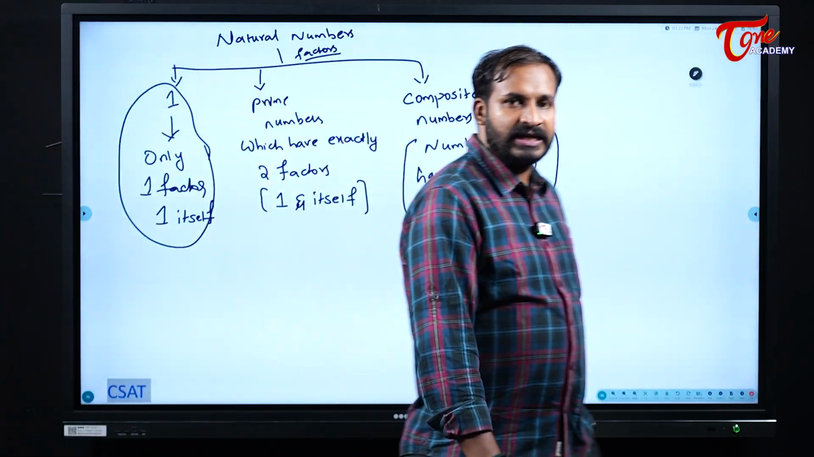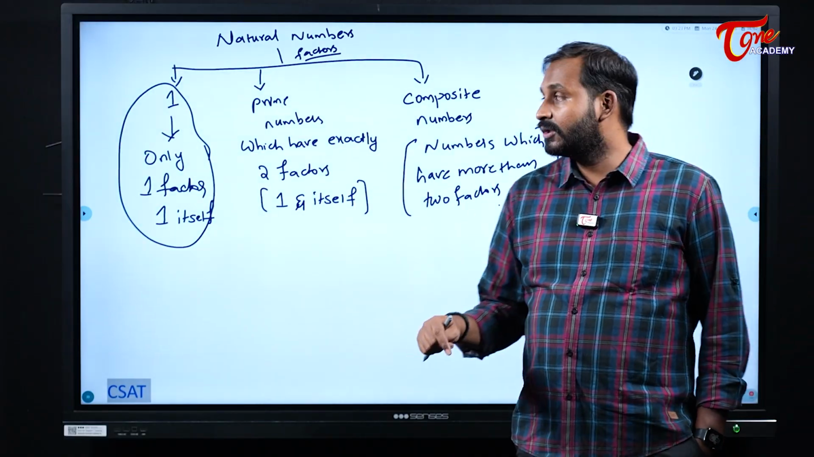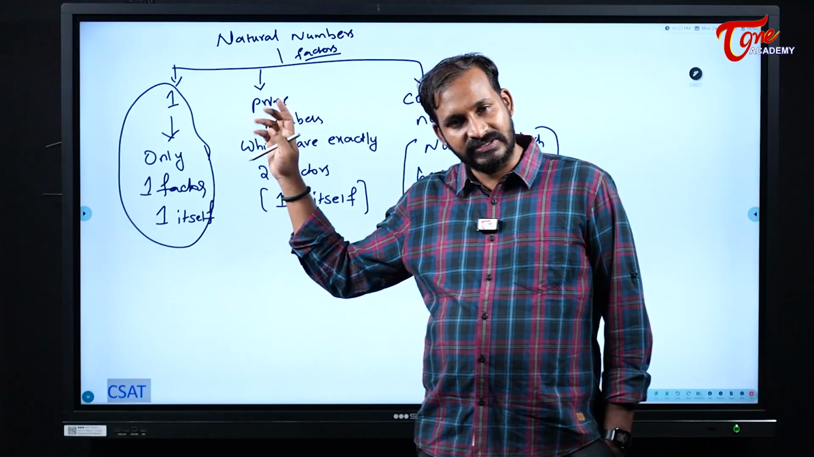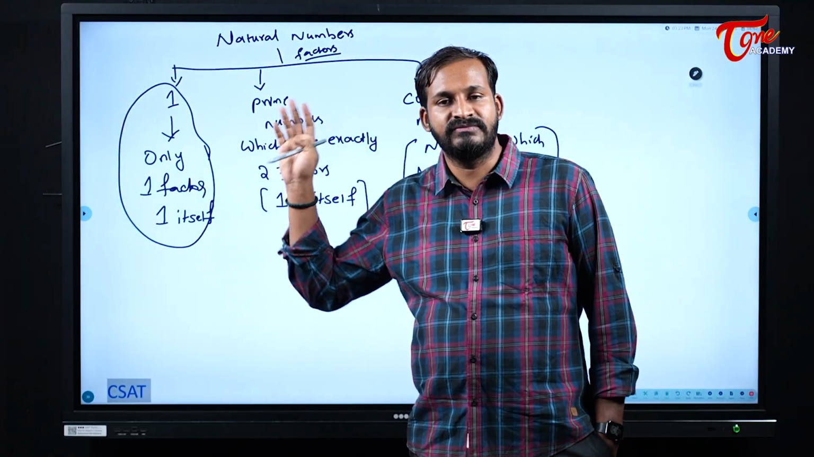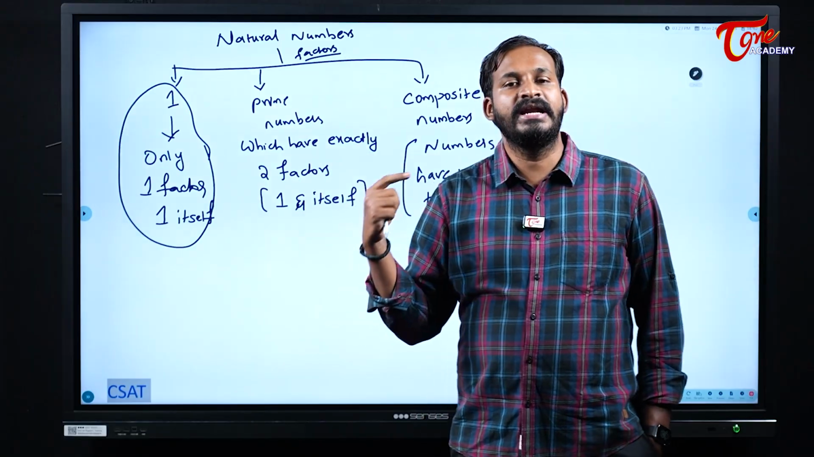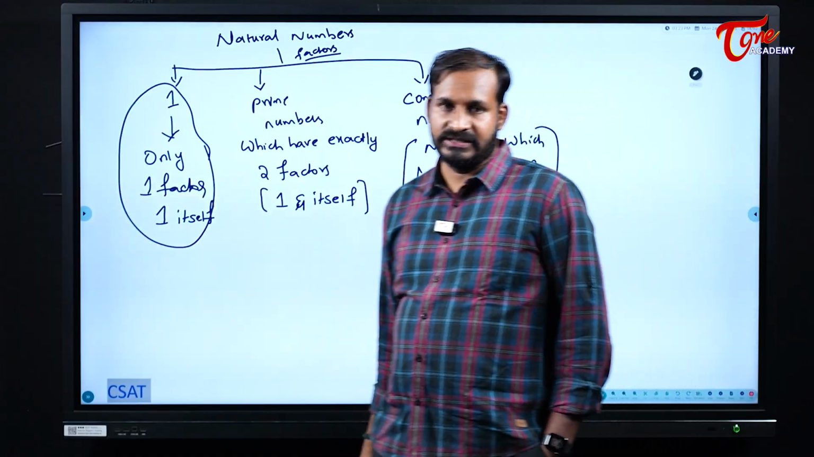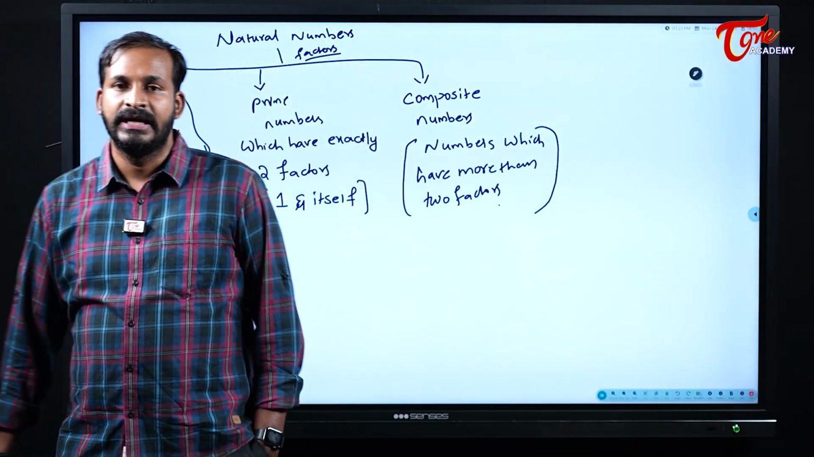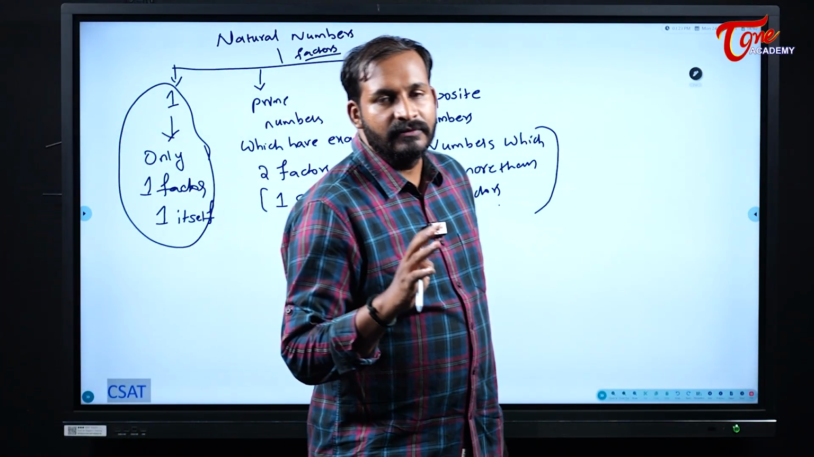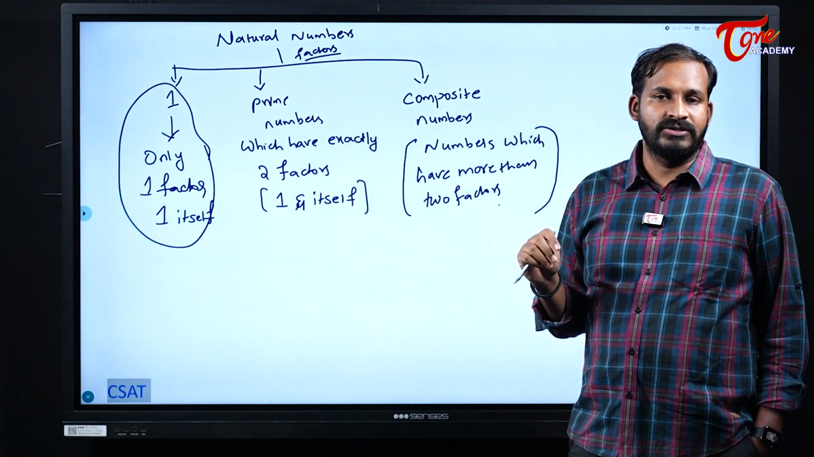Natural numbers are further classified into 3 categories based on the factors. What are those? Only one factor, that is 1. Next, prime numbers, which have exactly 2 factors. What are those 2 factors? 1 and itself. Next, composite numbers, which have more than 2 factors. In this manner, we divide the natural numbers based on the factors.